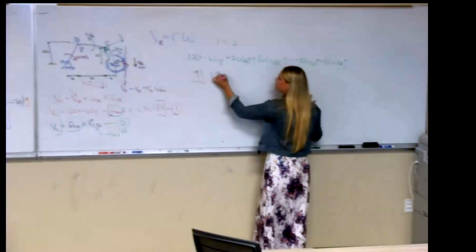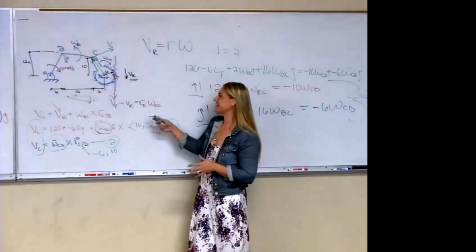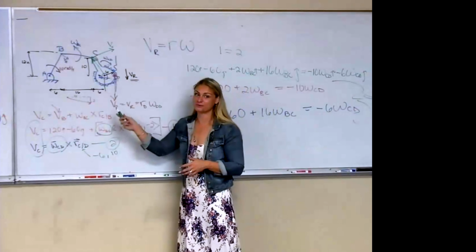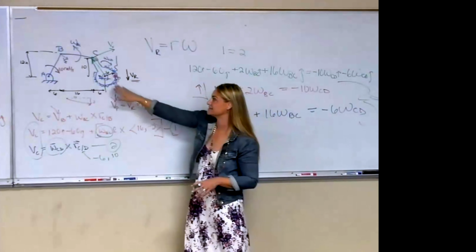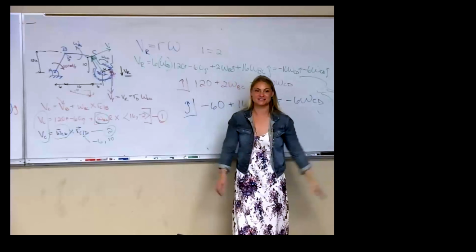In dynamics, you have to do all of these steps, and please don't forget what the problem originally asked you for, okay? So make sure you go back and say, okay, the velocity of our rack is equal to the radius of the pinion multiplied by its angular velocity. So your final equation of VR is going to equal 6 times omega CD, and you are finished.